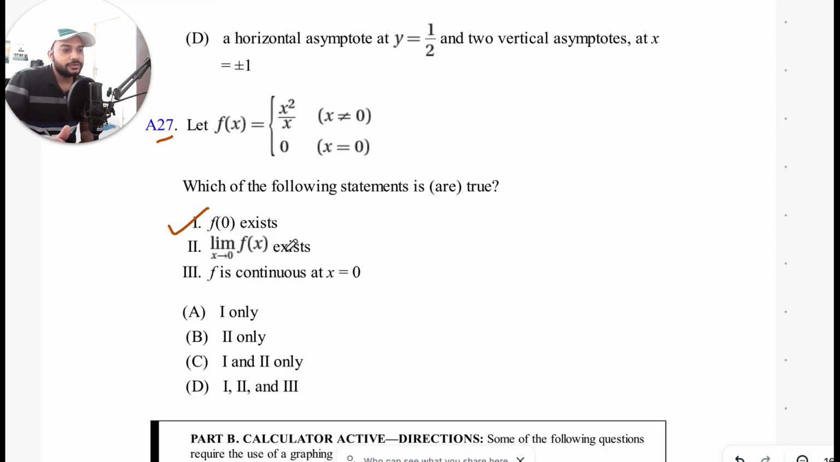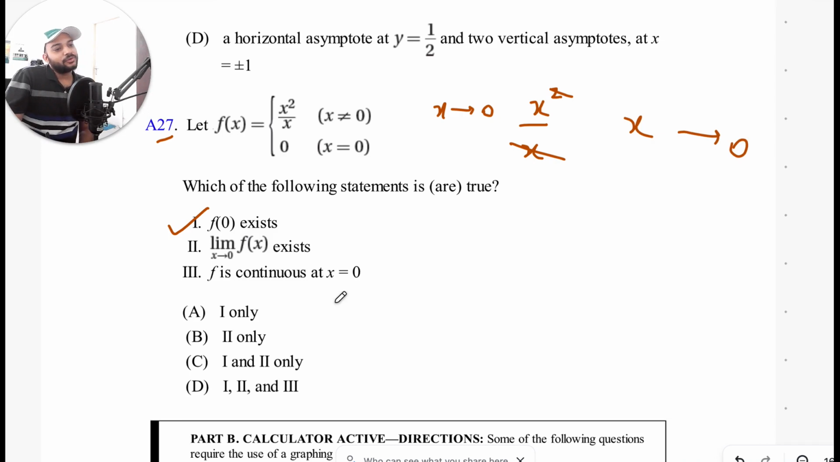Okay. Limit x tending to 0, f of x exists or not. So limit x tending to 0, f of x, let's check. X square over x, x tending to 0. Okay, so basically it's an x. The function definition is x. At x is equal to 0, it's given to be 0. At the limit x approaching 0 is again a 0. So the limit exists. F is continuous at x is equal to 0.